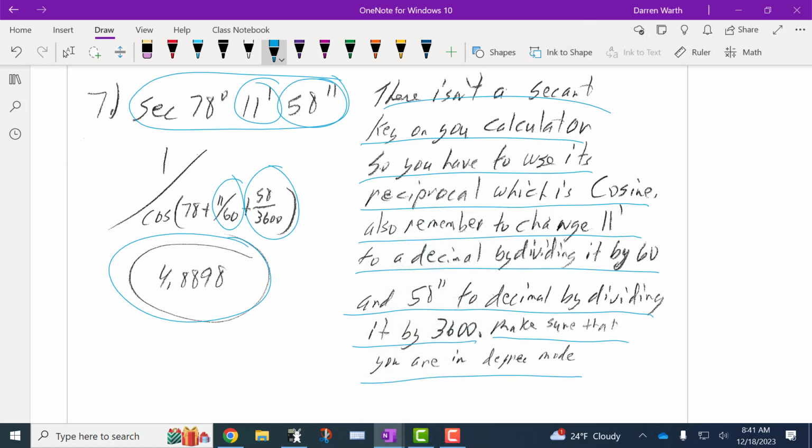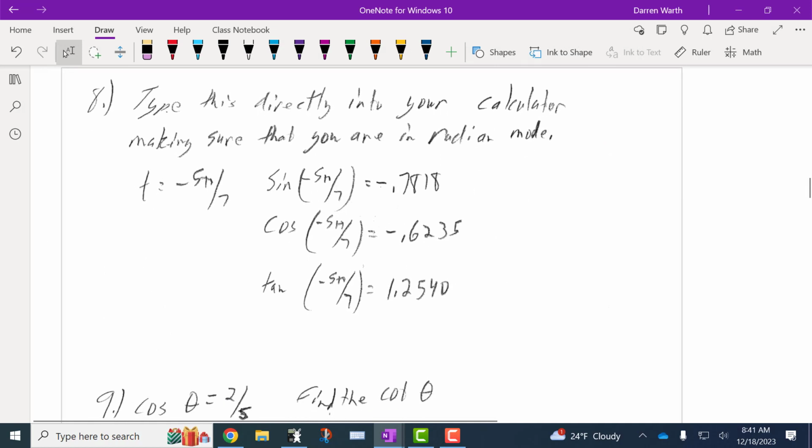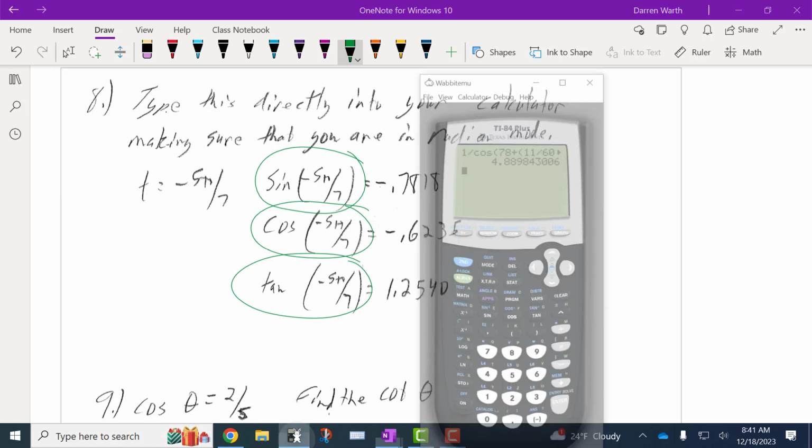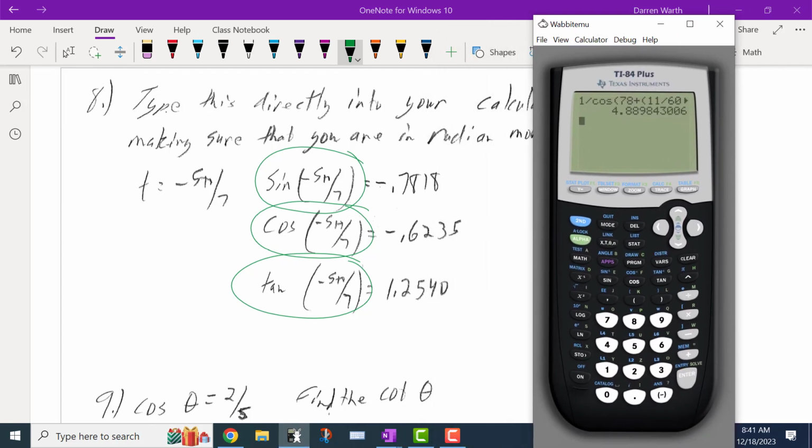Okay, on this next problem, number 8, it wants us to evaluate the sine, cosine, and tangent of the real number, and it says to use a calculator. So all we have to do is type this directly into our calculator, making sure we're in the correct mode: the sine of negative 5 pi over 7, cosine of negative 5 pi over 7, and tangent of negative 5 pi over 7. Make sure that you check your mode, so change this to radian mode.